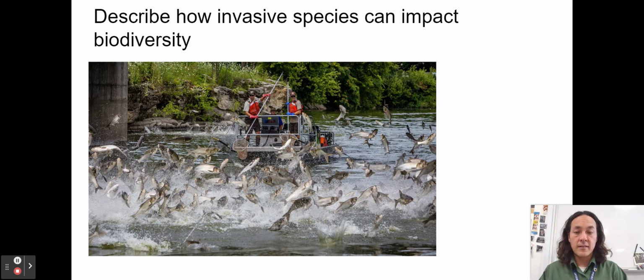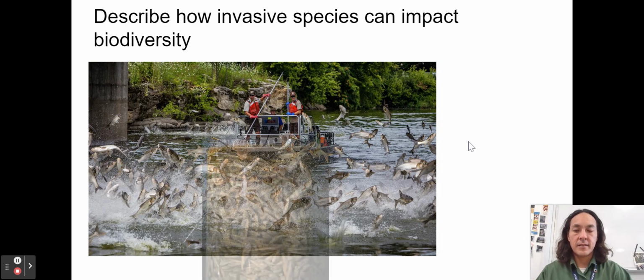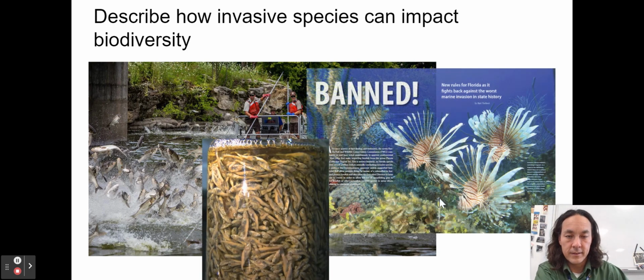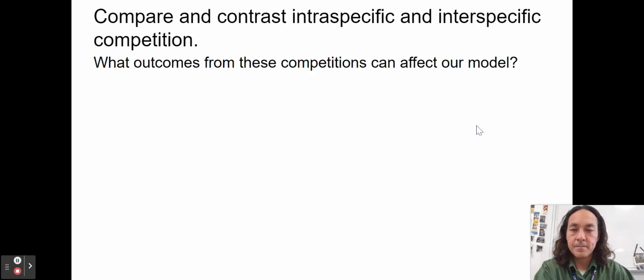Remember that it took a long time for this ecosystem to evolve and to have the interdependence in there. Then you bring in this outside disruption and it can really influence it. So here they're able to reproduce fast. Here's the lionfish as another example.